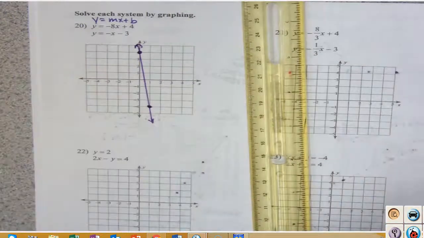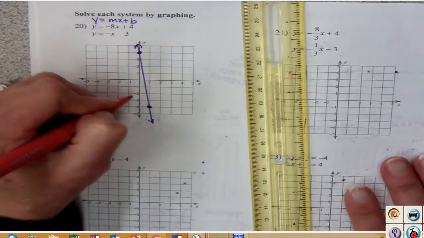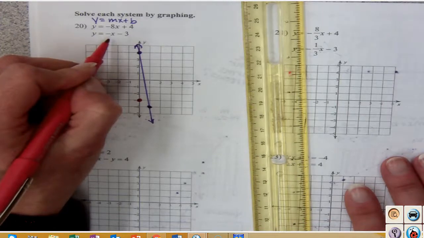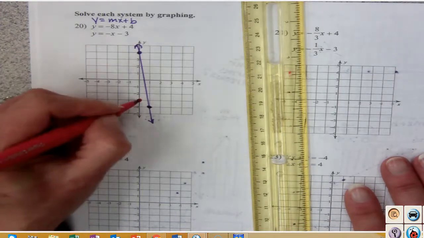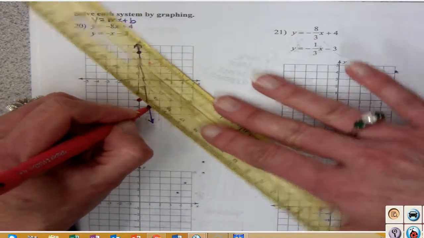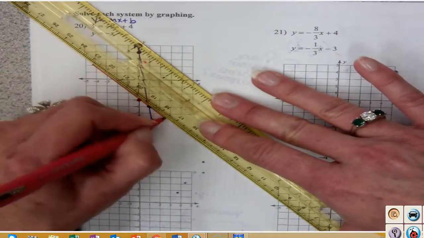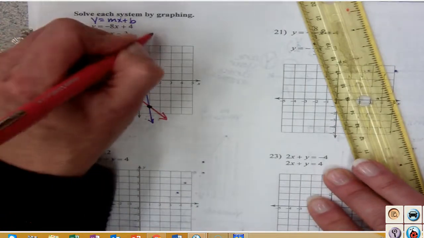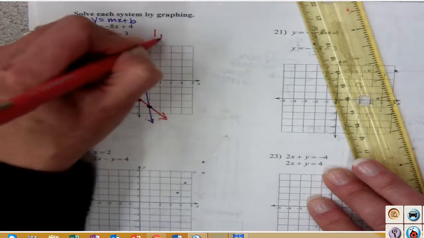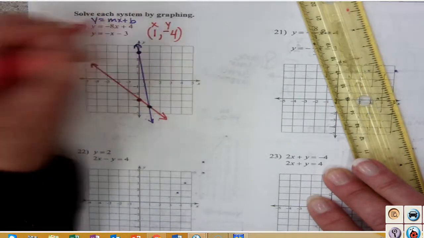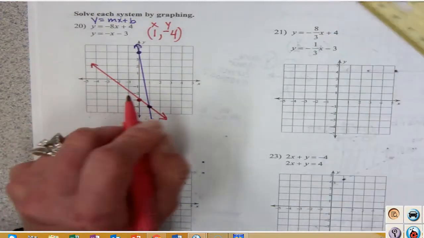Now for the next line, I'm going to start at negative 3, and my slope is a negative 1. So I'm going to go down 1, positive 1. And look at that. So here is the point of intersection, positive 1, negative 4. That's my x, that's my y. That's where they meet up.